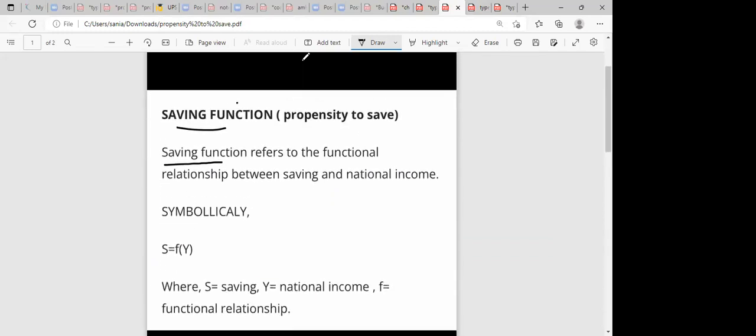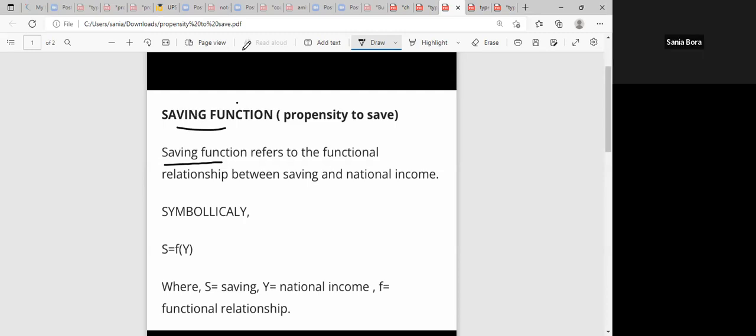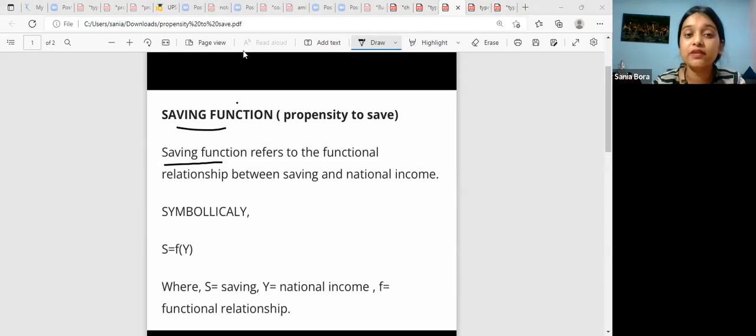So now we are going to do the next topic, which is your saving function. Okay. So ma'am, what is saving function, right? So saving function is basically propensity to save. There we did propensity to consume, that was your consumption function. But here it is saving function, that is propensity to save.